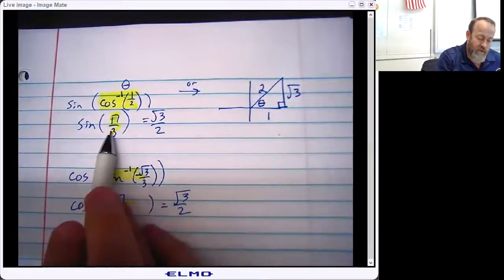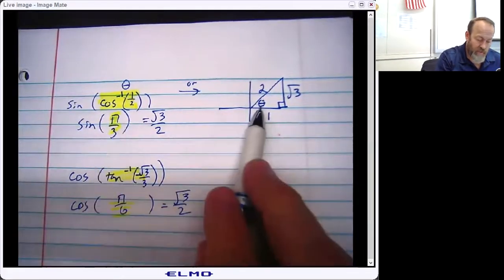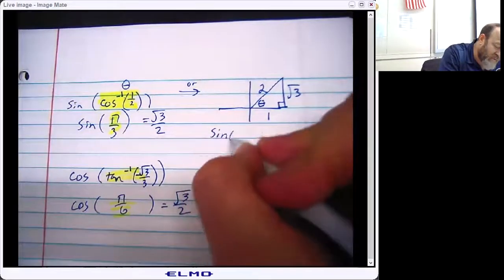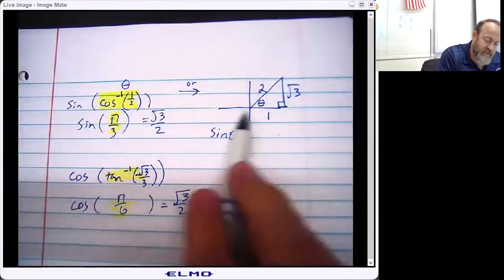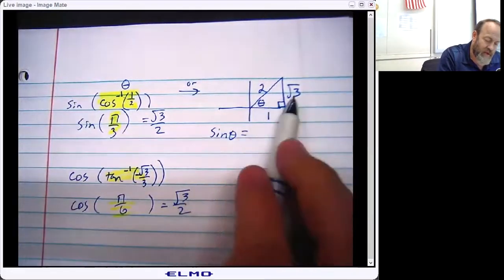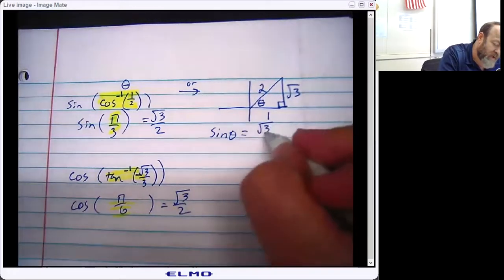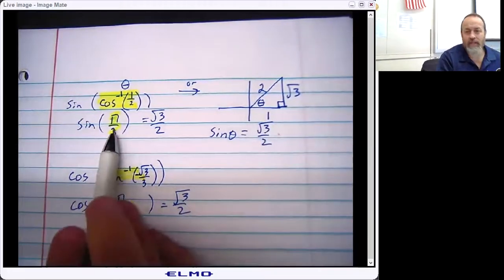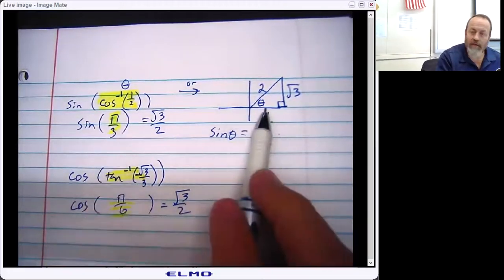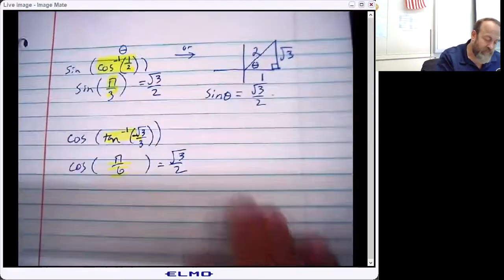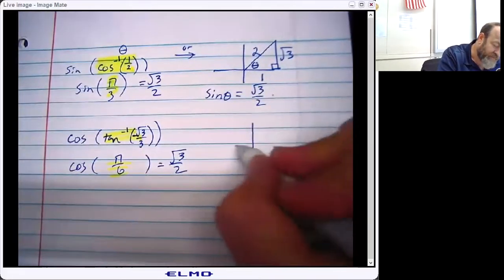Now, I know right now that theta is pi/3, but the interesting thing is, if I just look at the picture and say, what is the sine of that theta? Sine is opposite over hypotenuse. You're going to notice I didn't really even need that theta to find that value.